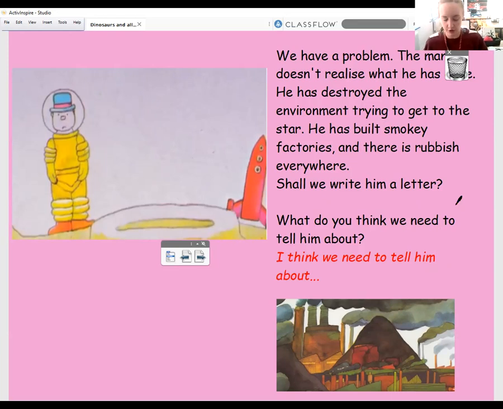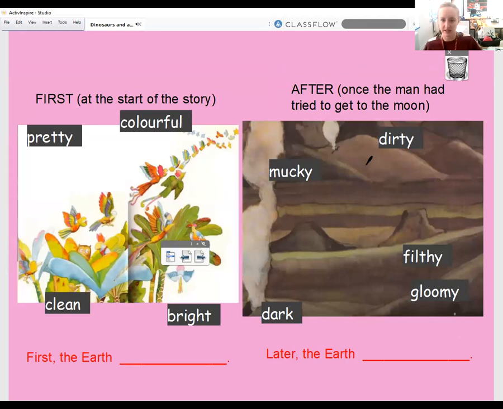So I think we should write some statements that we can show the man to tell him what he has done to the planet. So thinking back yesterday and thinking about the pictures that we explored and the language that we used to describe what we saw in those pictures, what do you think we need to tell him about the planet? So have a look at this picture here. What do we think we need to tell him about what he has done to the planet? Have a think. So I think we need to tell him what the planet looks like now that he's done all this damage to it. And we're going to use the work that we did yesterday.